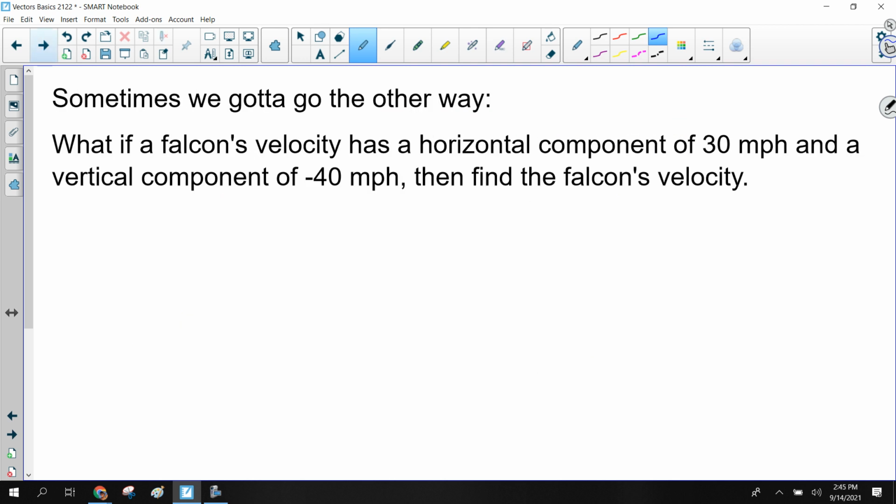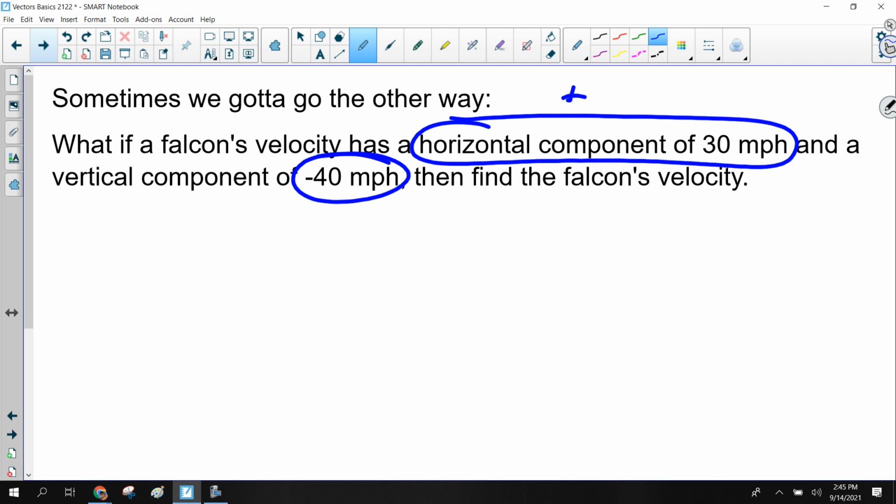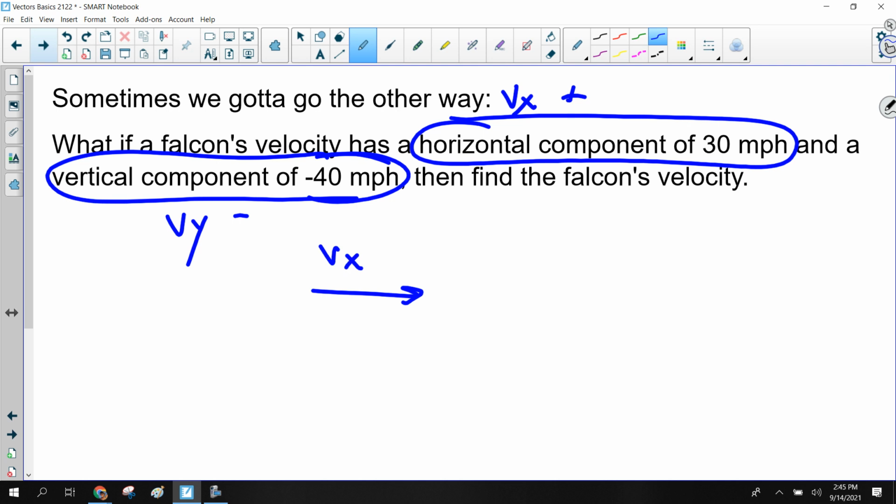Sometimes you got to go backwards. Here we've got a peregrine falcon that is diving, and you're given the horizontal and vertical components of the falcon's velocity. The falcon has a horizontal component of 30 miles an hour. It's positive, so it's going forwards, and down. So my Vx is positive, my Vy is negative. So the falcon is going forwards and down.